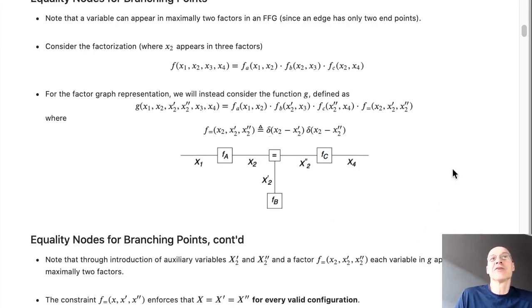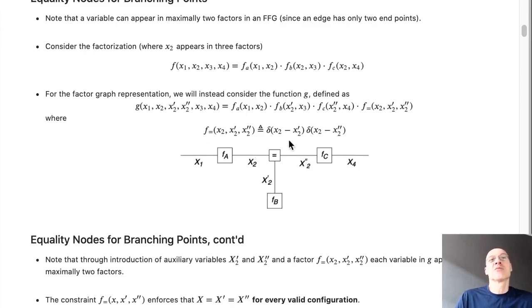I can draw the graph for g. So here's fa. fa is a function of x1 and x2. fb is a function of x2 prime and x3. x3 should be under here. I'm sorry, I will fix that in the lecture notes before you get to look at it. fc is a function of x2 double prime and x4. And so forth. And this node here is the equality node. That's just a function of x2, x2 prime, and x2 double prime.